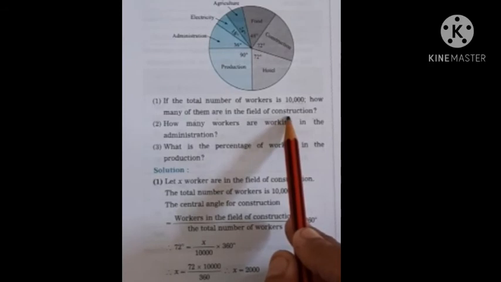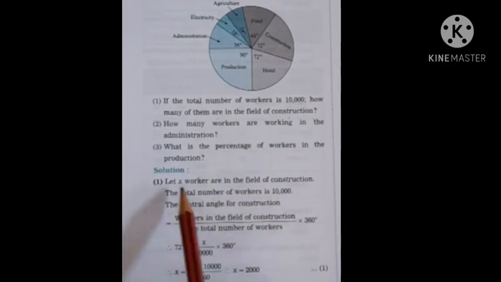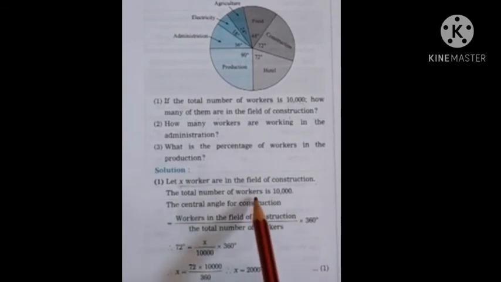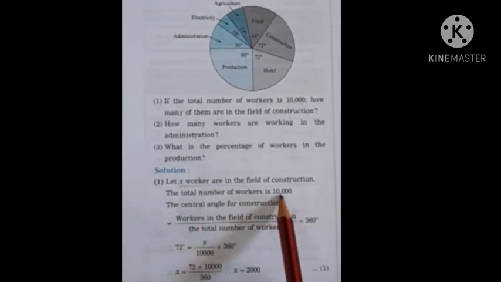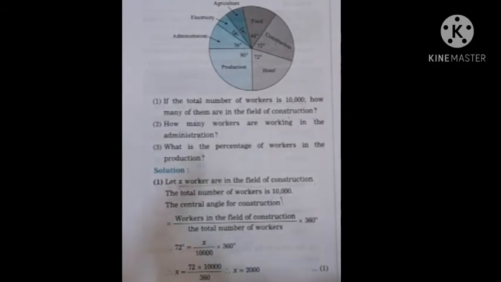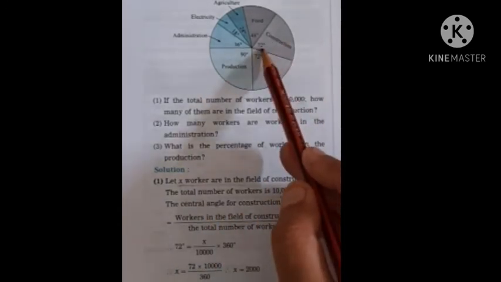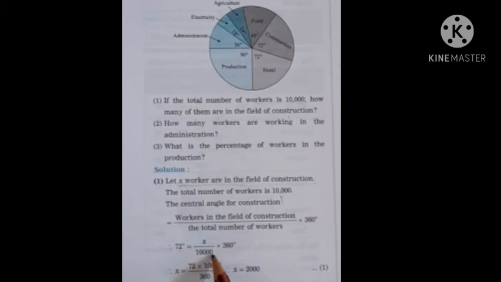So let's see. We write field in construction as X. X worker are in the field of construction. Total number of workers are 10,000. We know the formula for this. The central angle for construction is equal to workers in the field of construction divided by total number of workers into 360. Central angle for construction is given 72 is equal to x upon 10,000 into 360. We have to find value of x.